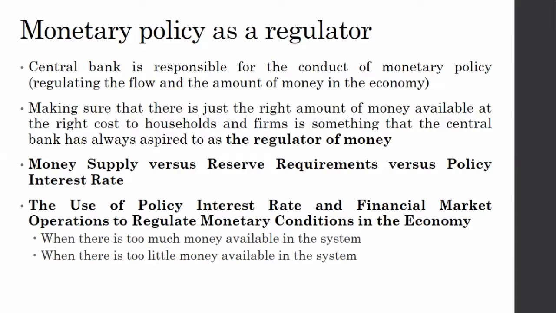The money that buyers of bonds pay to the central bank will effectively be out of circulation, right? So when there is too much money available in the system, we can increase the policy interest rate, and we can back the decision with the selling of government bonds through open market operations. On the other hand, when there is too little money available in the economy, that means very little money available in the system at a very high cost.